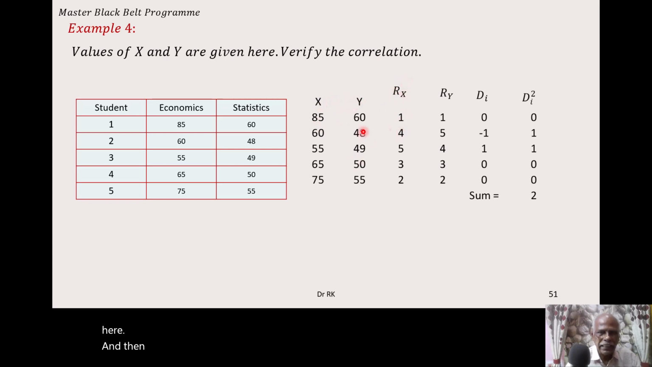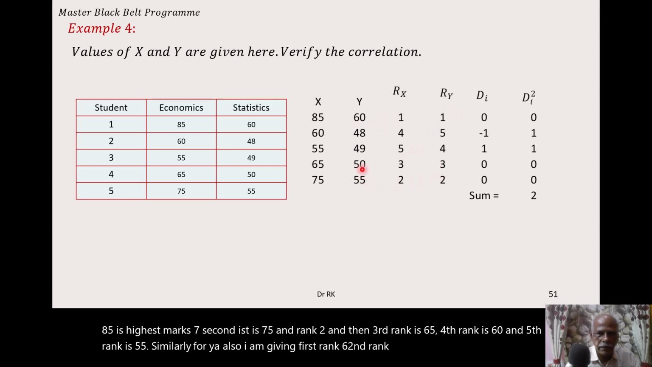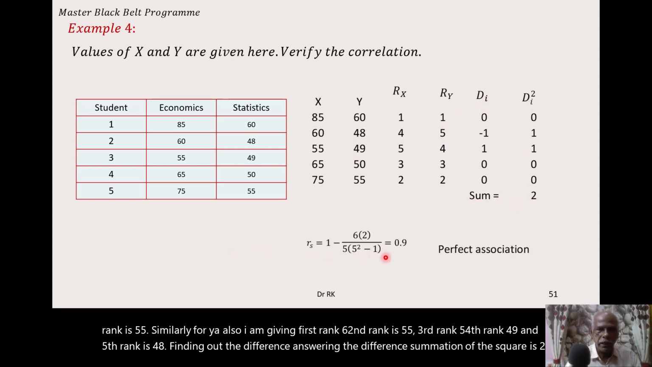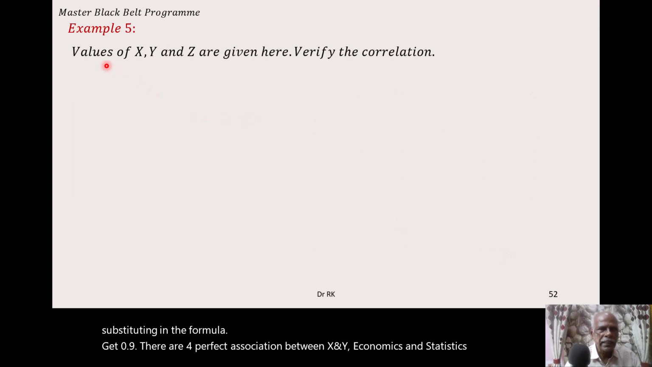I am finding the ranks for x because 85 is the highest mark, the second highest is 75 with rank 2, then third rank is 65, fourth rank is 60 and fifth rank is 55. Similarly for y, I am giving first rank 60, second rank 55, third rank 50, fourth rank 49 and fifth rank 48. Finding the difference and squaring the difference, the summation of the squares is 2. Substituting in the formula, I get 0.9. Therefore, there is a strong association between x and y, economics and statistics. We will see another example.